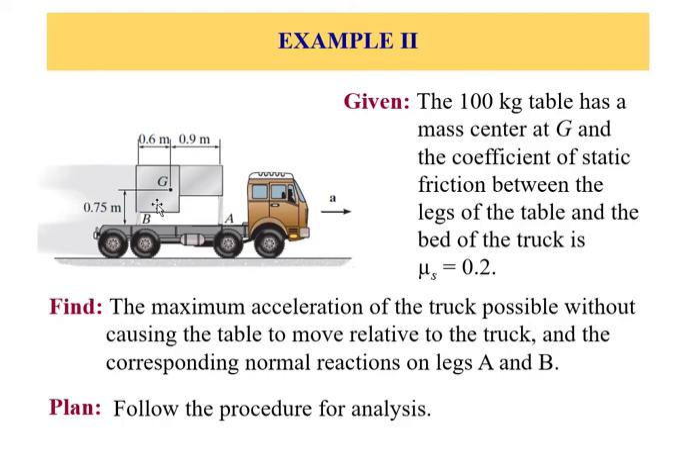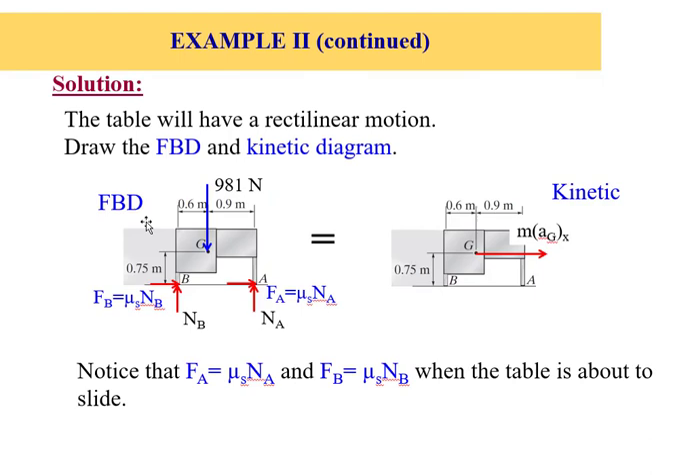Now the most important part is to realize that we are looking at the maximum acceleration just before the objects start moving, right? So the maximum force at this instance is going to be 0.2 multiplied by the normal reaction forces, and the friction at each leg will be different depending on the normal force. So let's look at the free body diagram. This is the mass, and these are the two legs.